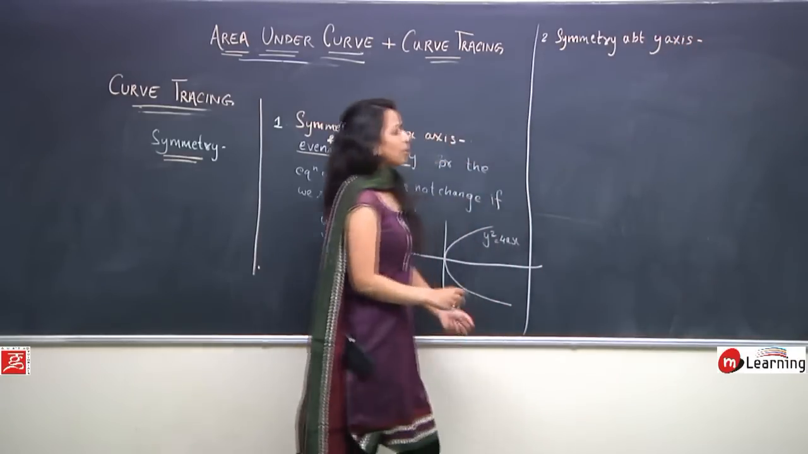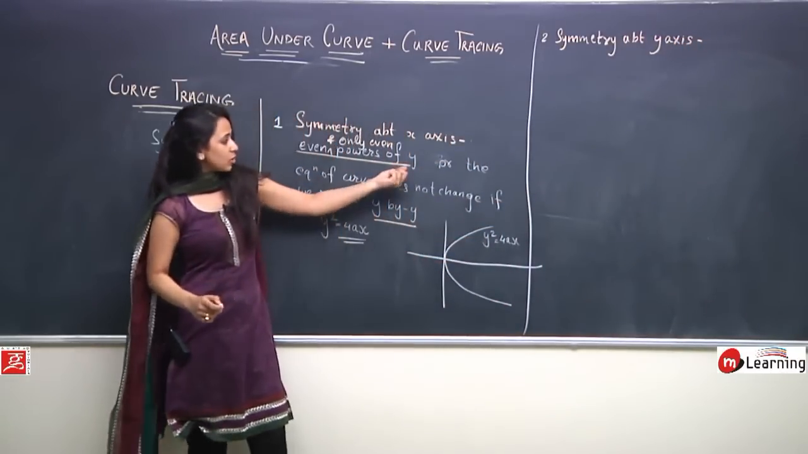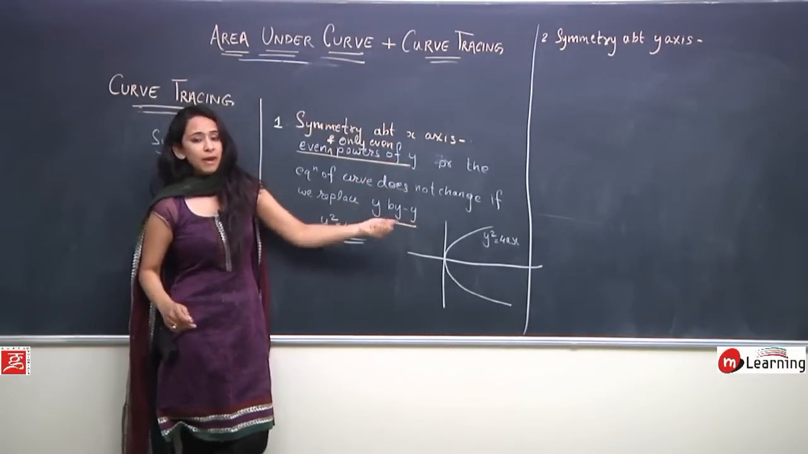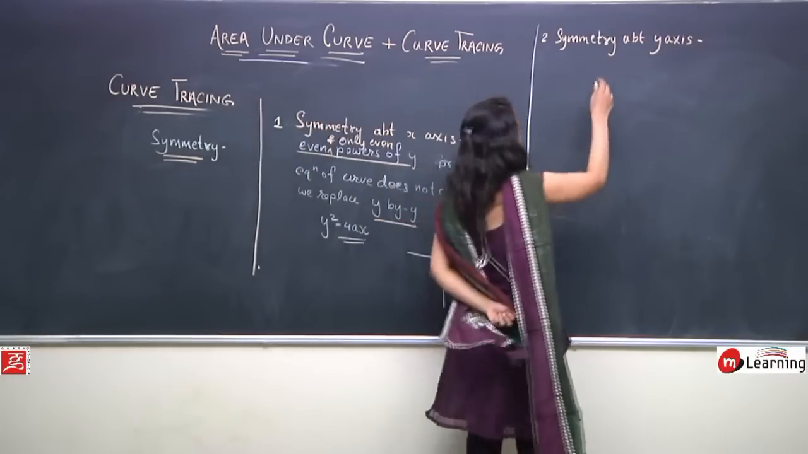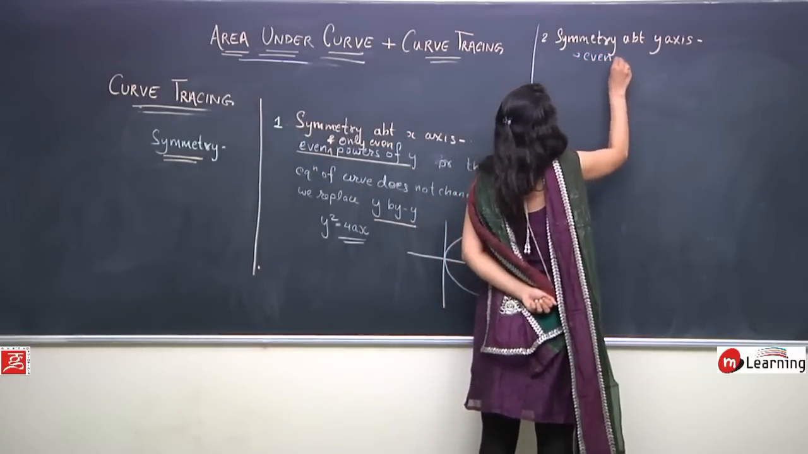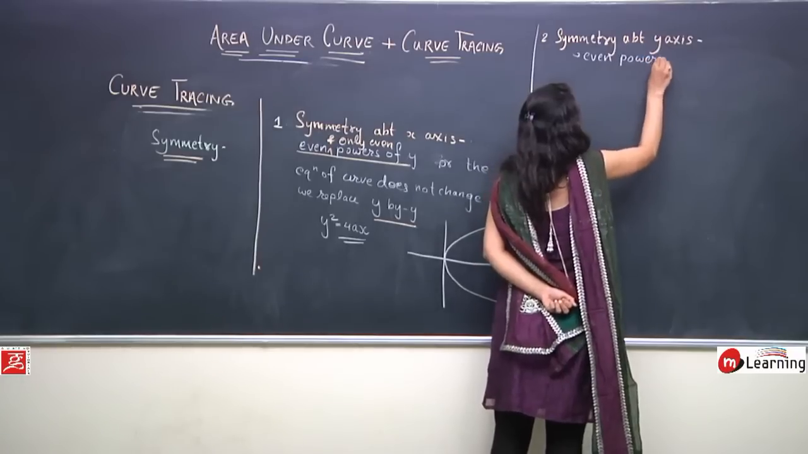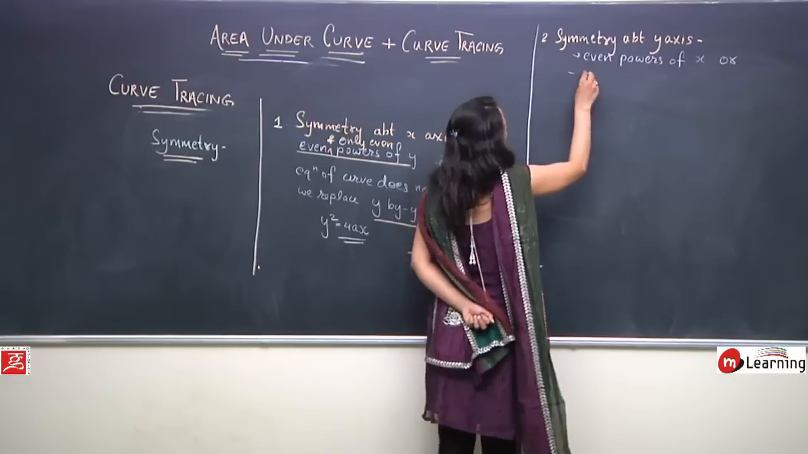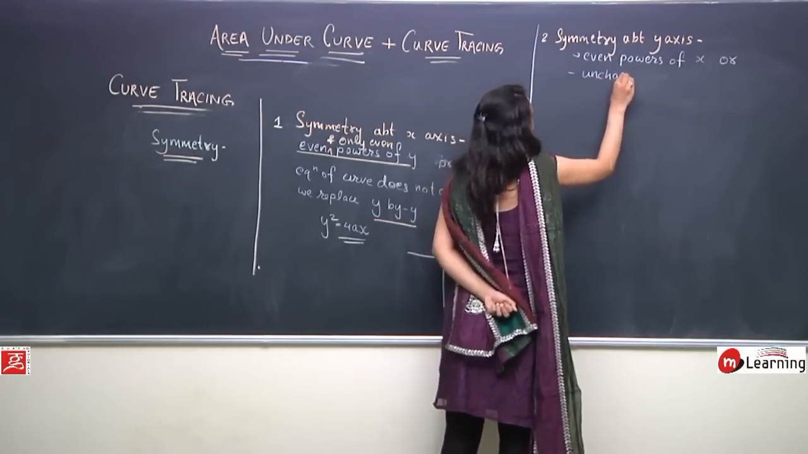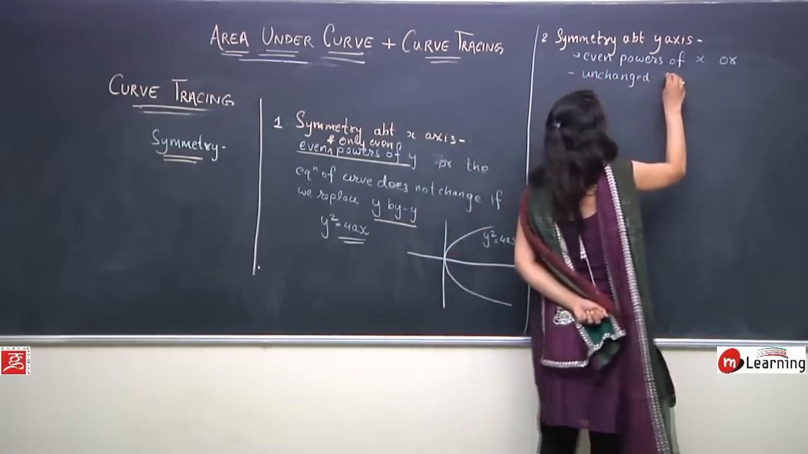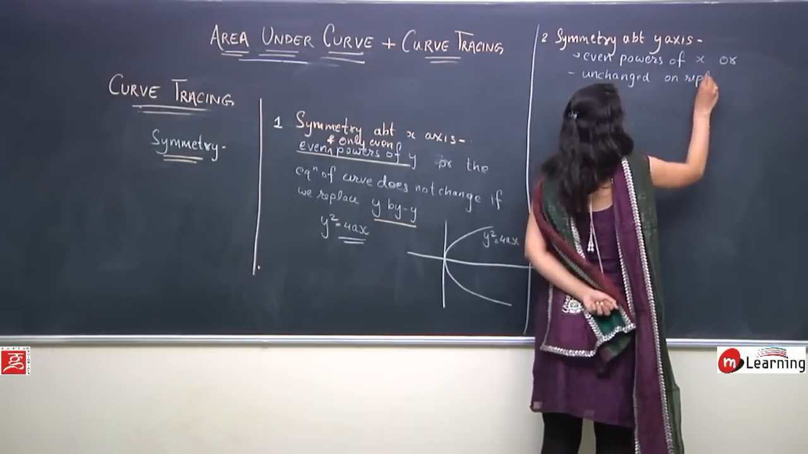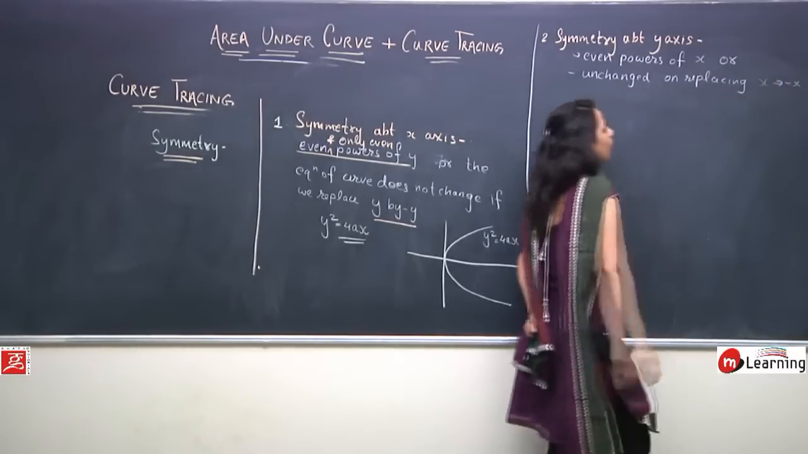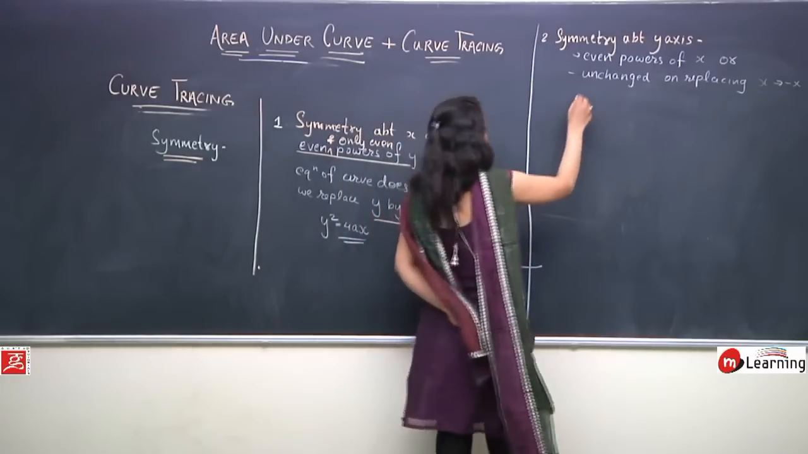So curve would be symmetrical about y axis if it has even powers of x, even and only even powers of x, or the equation of curve does not change if we replace x by minus x. तो यहाँ पे क्या condition हो जाएगी? Even powers of x or unchanged on replacing x by minus x.